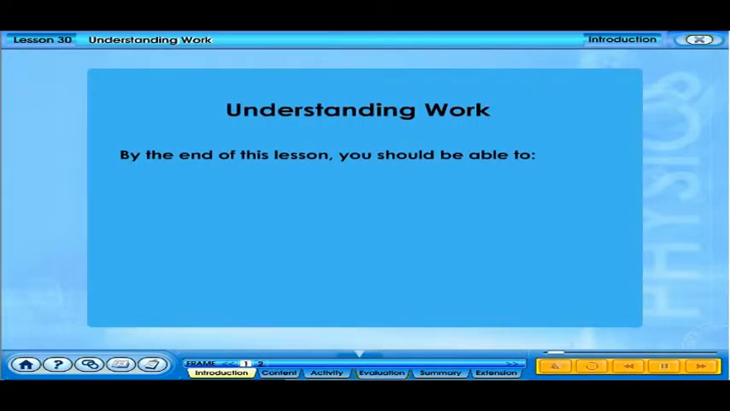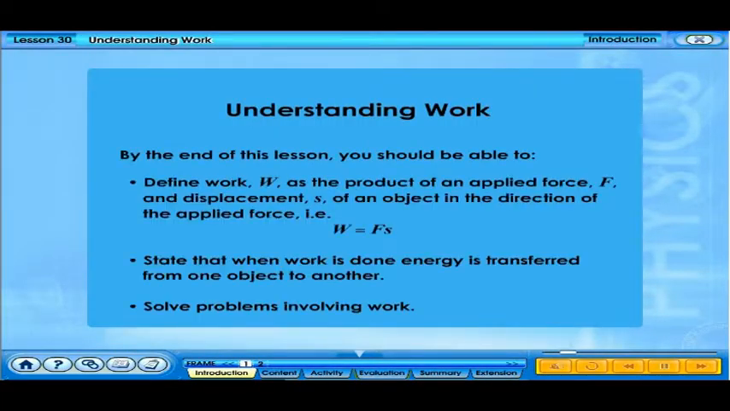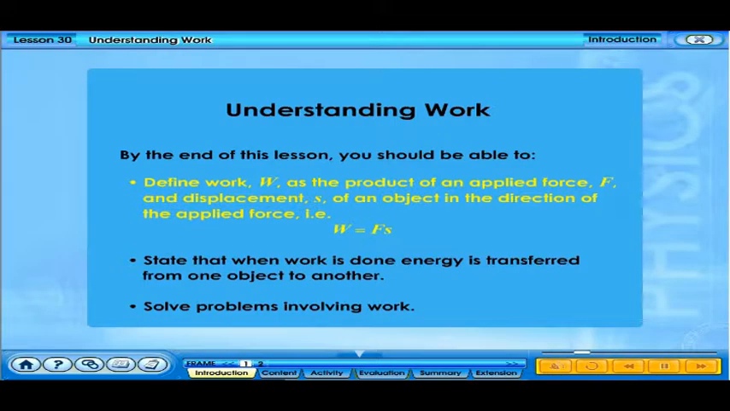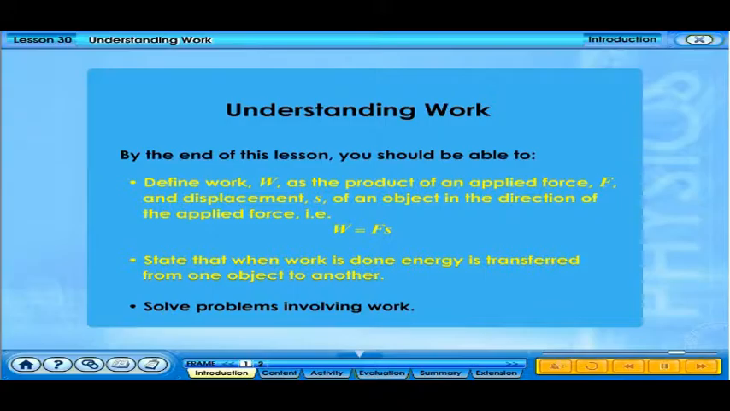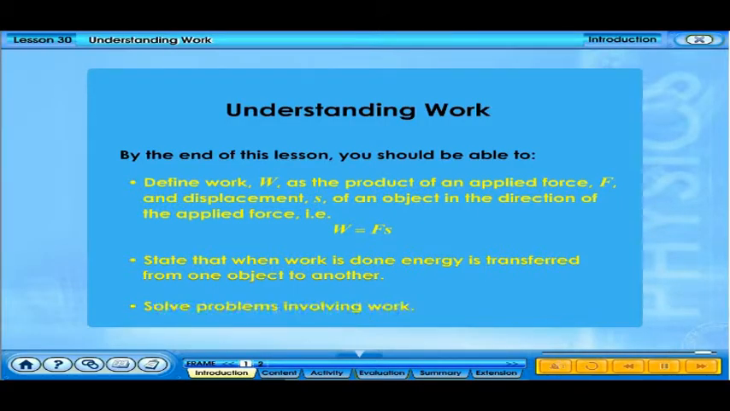By the end of this lesson, you should be able to define work, W, as the product of an applied force, F, and displacement, S, of an object in the direction of the applied force. That is, W equals Fs. State that when work is done, energy is transferred from one object to another. Solve problems involving work.